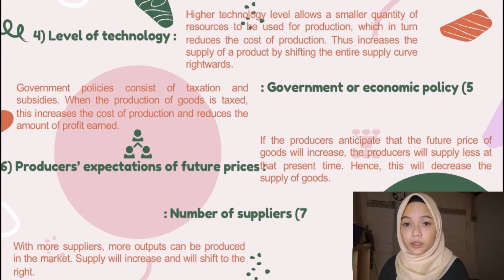Government or economic policy. Government policy consists of taxation and subsidies. When the production of goods is taxed, this increases the cost of production and reduces the amount of profit earned.